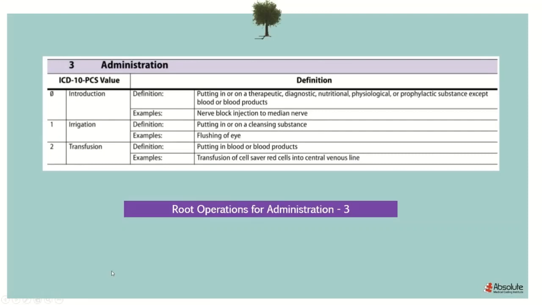Now let's take a look at the common values between all three for administration. It's just three. You have value 0 for introduction procedures, value 1 for irrigation procedures, and value 2 for transfusions. Now let's go ahead and read their meanings, these root operation meanings. Introduction is putting in or on a therapeutic, diagnostic, nutritional, physiological, or prophylactic substance except blood or blood products. So you don't use introduction for blood. Irrigation, putting in or on a cleansing substance. And finally, your transfusion, putting in blood or blood products. That's it. All right, coders, these are your root operations for administration, section 3. So let's get started.